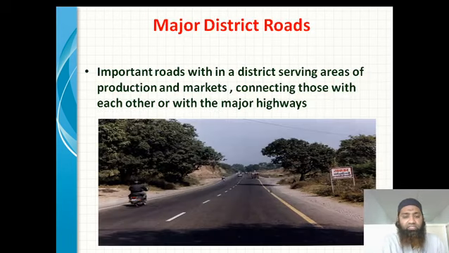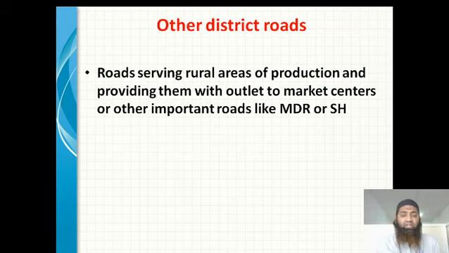Next, you can see major district roads, important roads within a district. Major district roads are those roads which are important roads within a district serving areas of production and markets. So these are connecting the markets, you can say the agricultural markets or whatever markets, to the business points or the business centers. These roads play a very important role in connecting them. So these are connecting those with each other or with the major highways. They even connect with the major highways also, major district roads. Next, you can see other district roads.